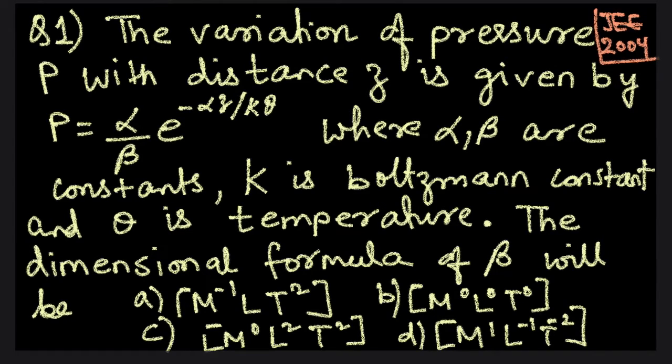The question says the variation of pressure with distance is given by the formula P equals alpha by beta e to the power of minus alpha z by k theta, where alpha and beta are constants, k is the Boltzmann constant and theta is temperature. The dimensional formula of beta will be? So in this question you have to find the dimensional formula of beta. Let's solve it.